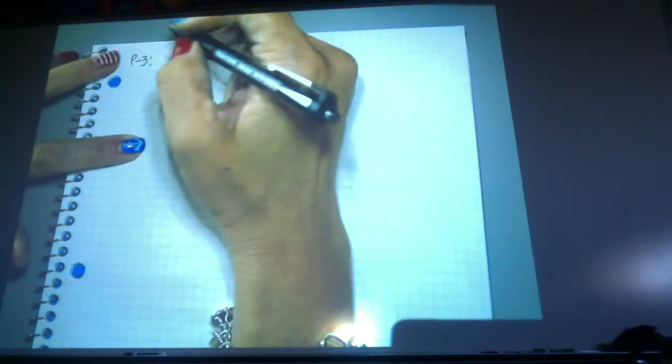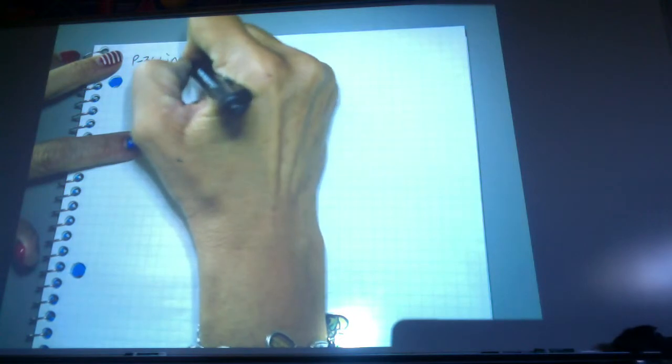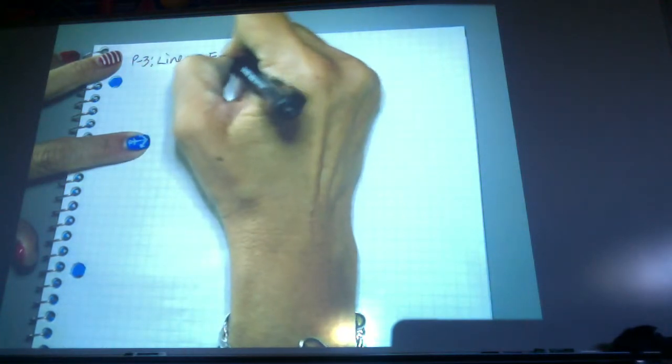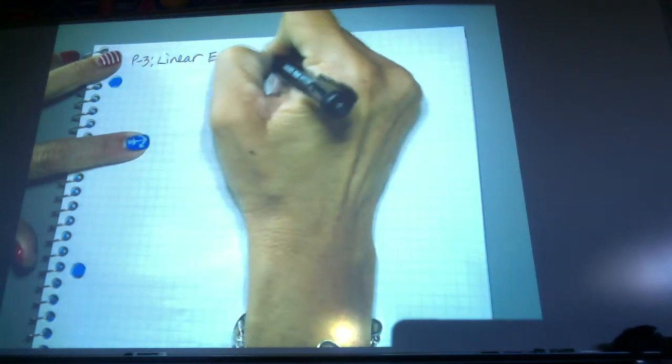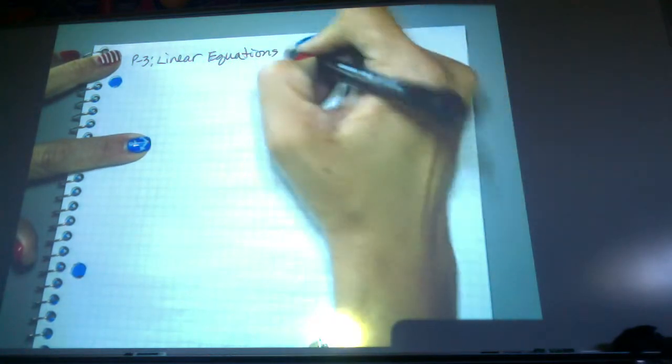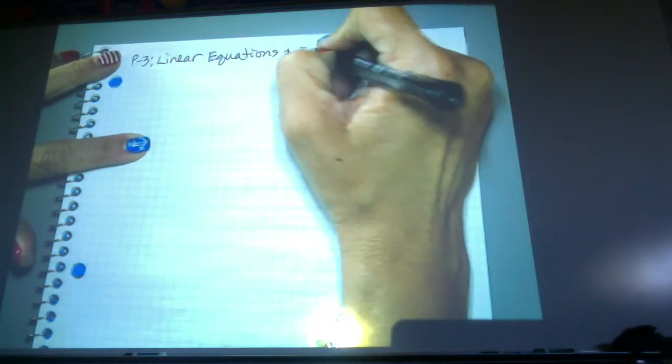Okay, so we're going to look at P-3 today, and then we will slow it down a little bit when we get to P-4. So P-3 is linear equations and inequalities. That'll be your favorite part.